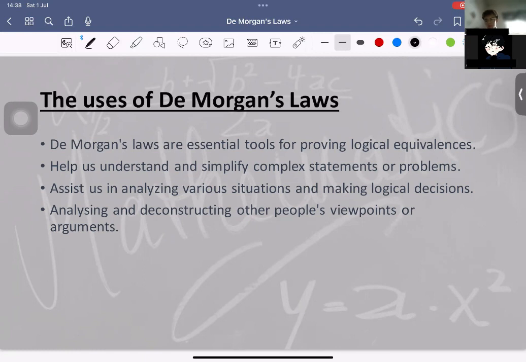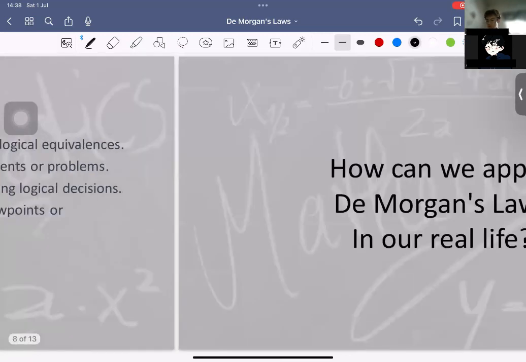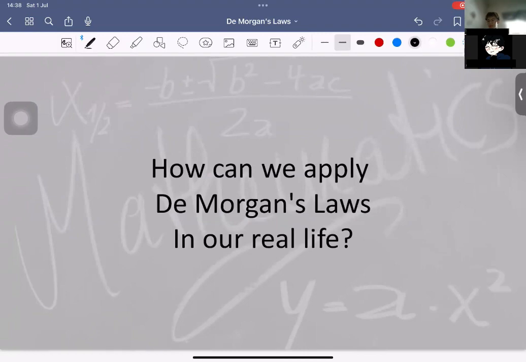Okay, De Morgan's laws are essential tools for proving logical equivalence, and they can help us understand and simplify complex statements or problems. They also assist us in analyzing various situations and making logical decisions. The last is analyzing and deconstructing other people's viewpoints or arguments. So how can we apply De Morgan's law in our real life?